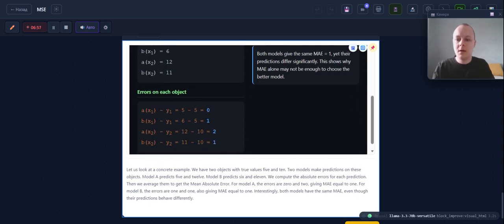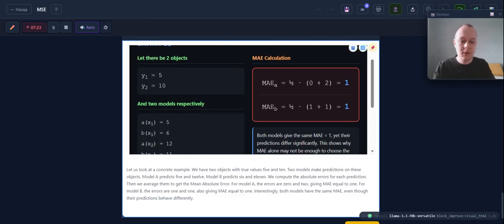We can calculate error on each object to see the margin, residual, or loss function for one object. Here we have our prediction and our target, we got 0 error, a good result. And for the second object, our first model got 2 as an error, and we calculate MAE for the first model, 0 and 2, and we got 1 as our error, as our quality functional.